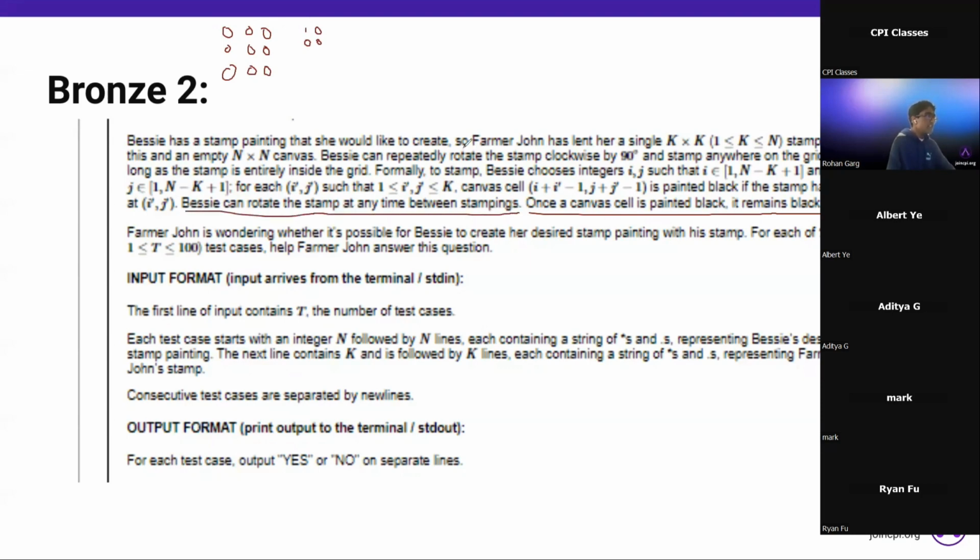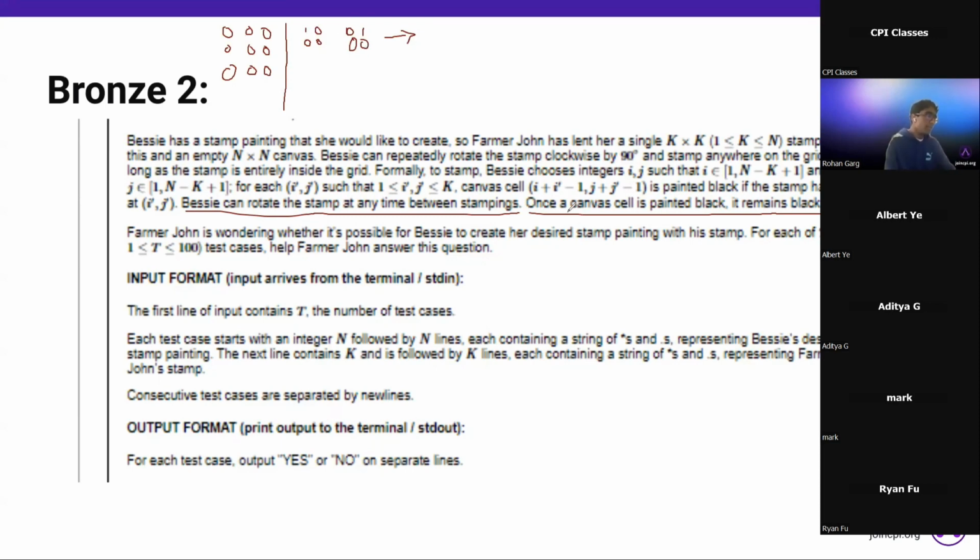So essentially, instead of having one stamp that can be rotated as many times as you want, let's think of this as having 4 stamps that can be used at any time. So rotate this one, 0, 1, 0, 0, and so on. There's 2 other stamps that we have. And we have 4 stamps, and we would like to create a painting.